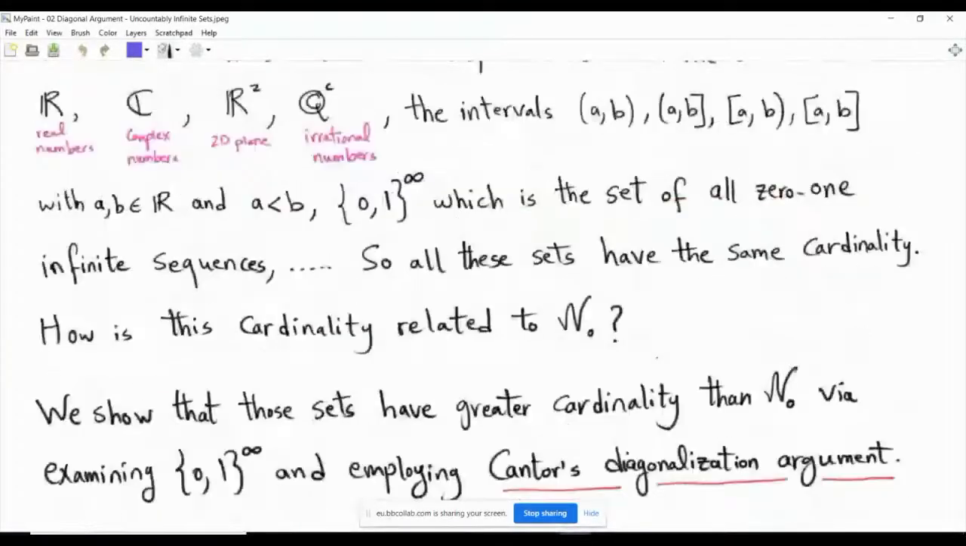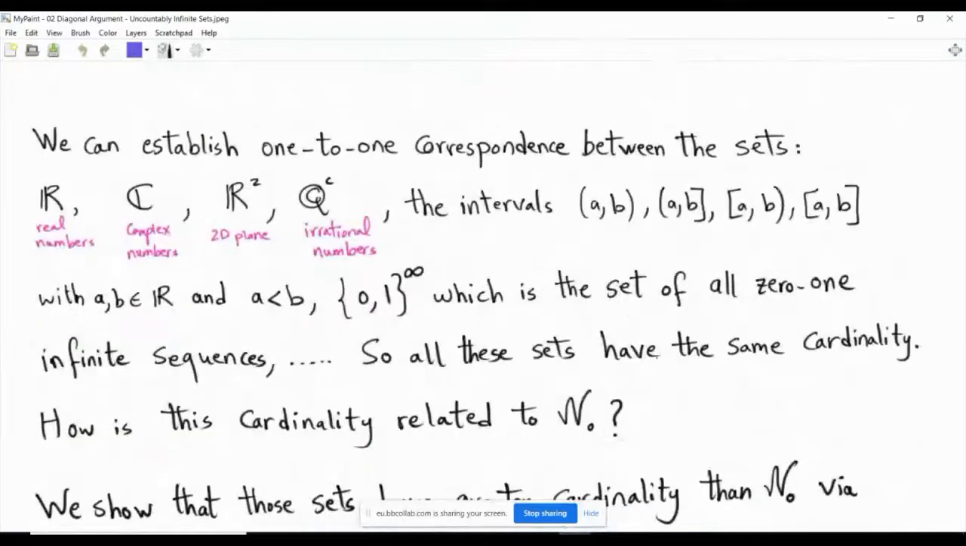Now let's go to another bunch of sets. For instance, we have the set of real numbers, very important for continuous random variables. We have the set of mixed numbers. We have the set representing the points in a plane. We have the irrational numbers, which are the real numbers that cannot be represented by a fraction. So what about these sets? And what about the intervals?